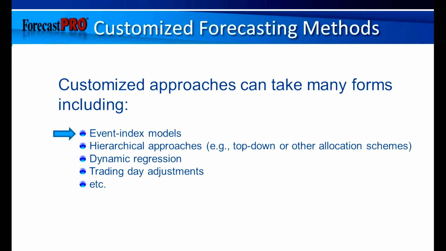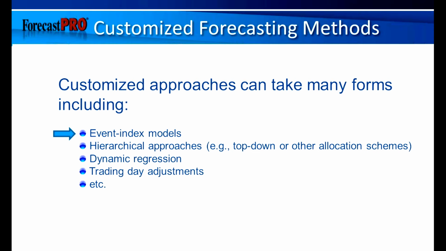So let's take a look at some of the customized forecasting methods that you might consider. Obviously, event index models is one of these customized approaches and the topic of today's webinar. There are other customized approaches that are definitely going to help you with improving forecasting accuracy. Hierarchical approaches, so top-down or middle-out allocation schemes. Typically, forecasting at a higher level in the hierarchy can really improve accuracy overall.